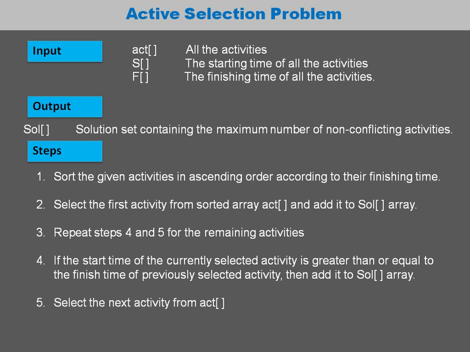And the fifth step is to select the next activity from the activity array. So 4 and 5 are the two steps that we have to repeat for the remaining activities. And finally we print the solution array. These are the different steps that we have to follow to solve the activity selection problem. Now we will see one example.